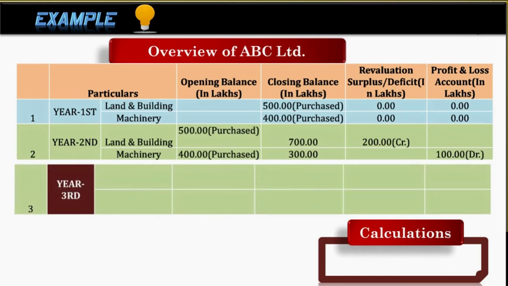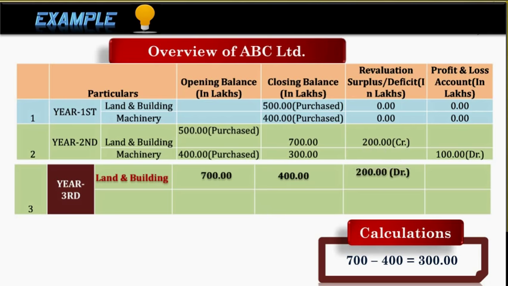Now in year 3, the land and building has significantly decreased from 700 to 400 lakhs. Thus, we can see a revaluation deficit 700 minus 400, that is rupees 300 lakhs. Now in this case, rupees 200 lakhs debited to the property revaluation reserve and set off against earlier reserve created. The balance of rupees 100 lakhs is to be recorded as expense in P&L account.